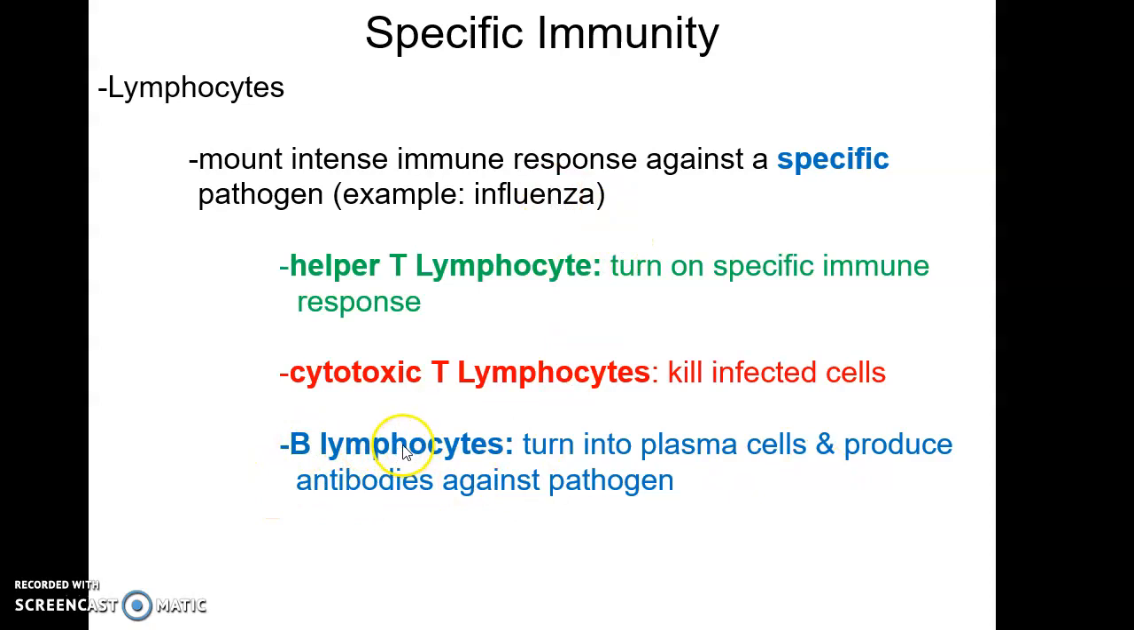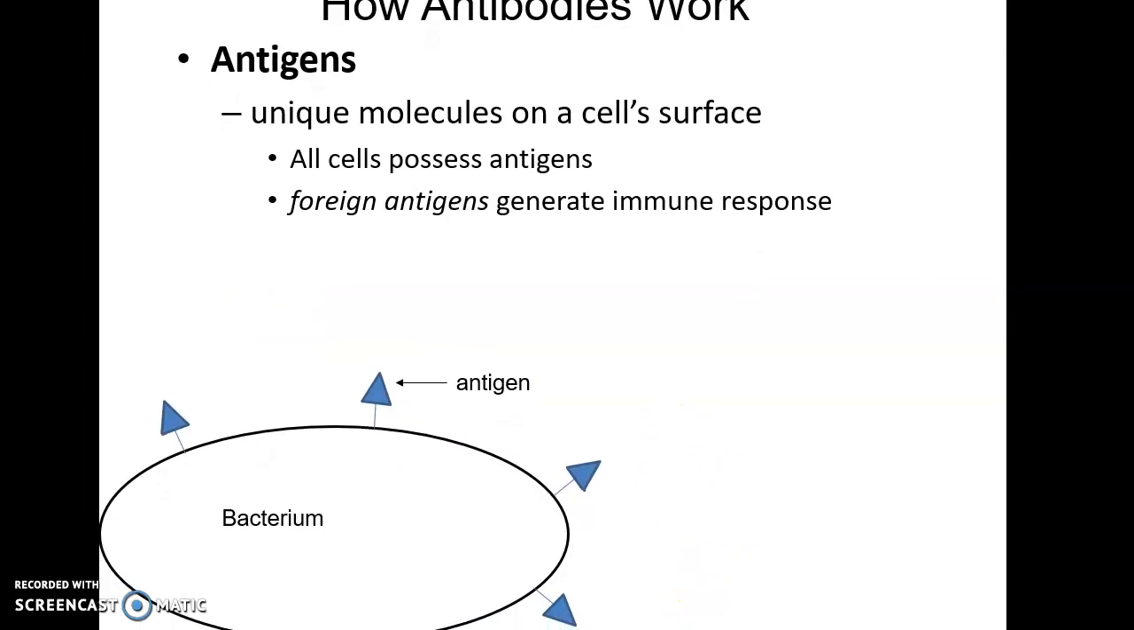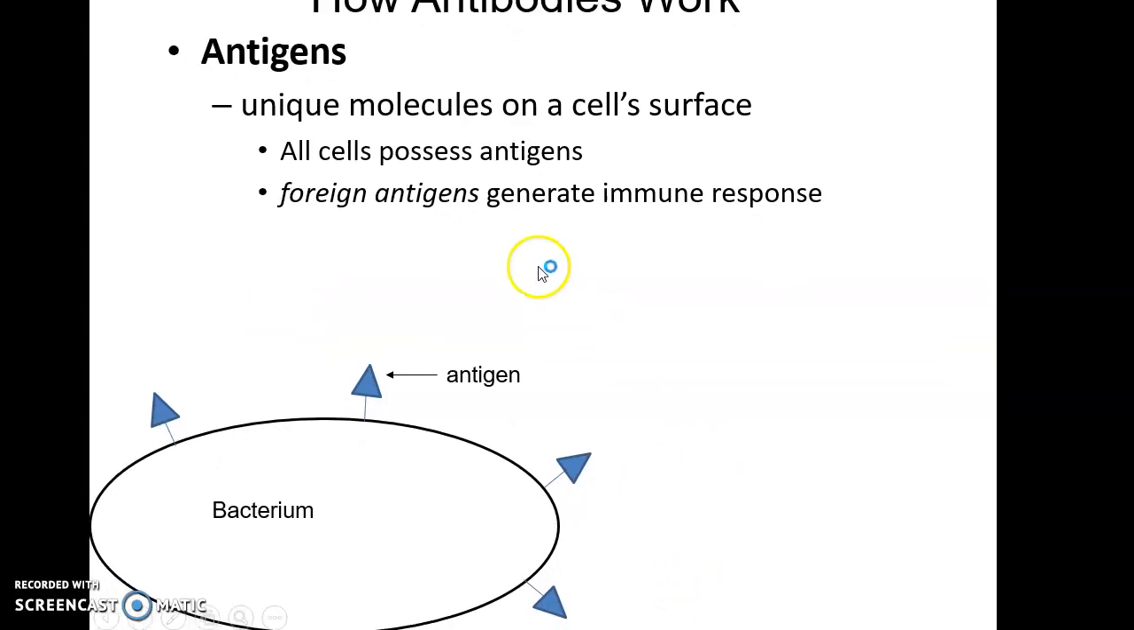So only the B lymphocytes against influenza get activated, and they produce antibodies that will bind to influenza and help to deactivate it and lead to its destruction. So antigens, what are antigens? They are just structures on the surface of a cell or a virus. So they're just something that has a shape that's on the surface, something that our immune response can recognize.